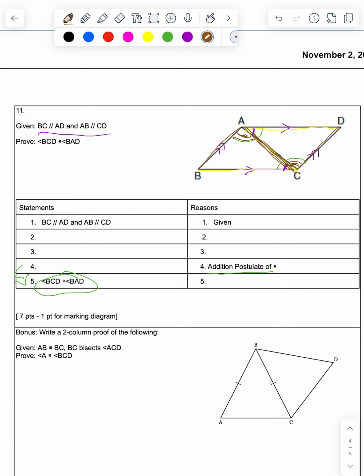So now we know the pieces are congruent. They're alternate interior angles that are congruent when lines are parallel. So now we can add those pieces together to make the whole thing. And that's really the whole proof. That's it. So let's work backwards.